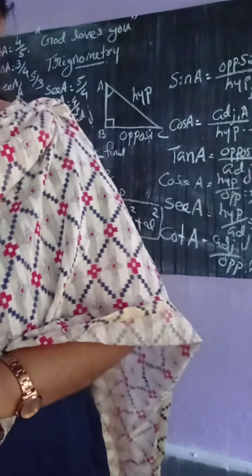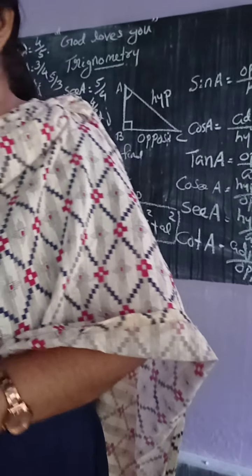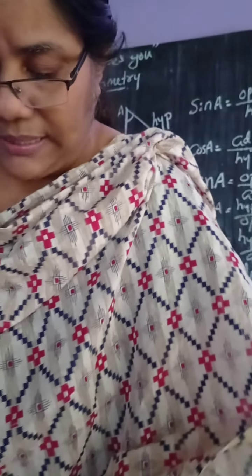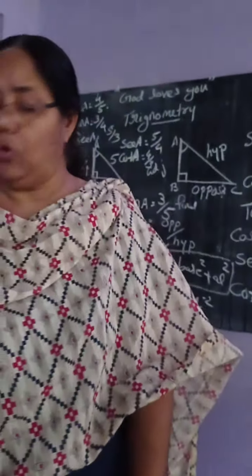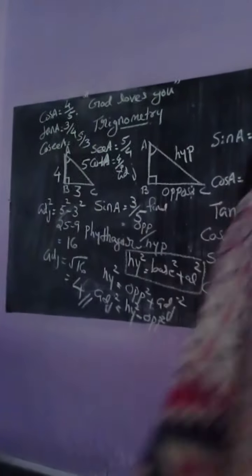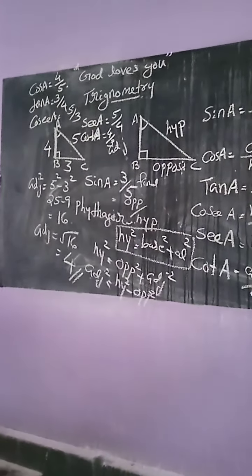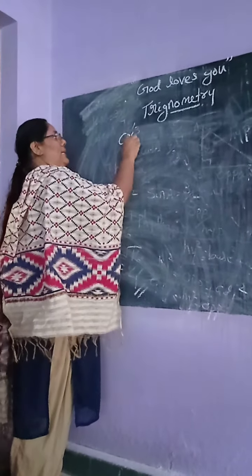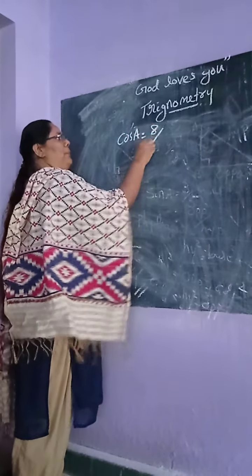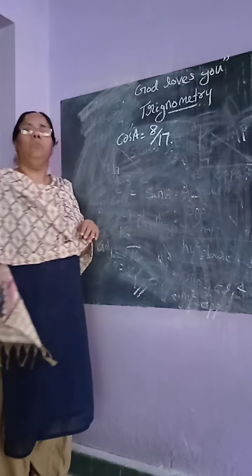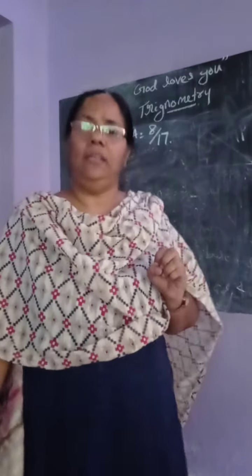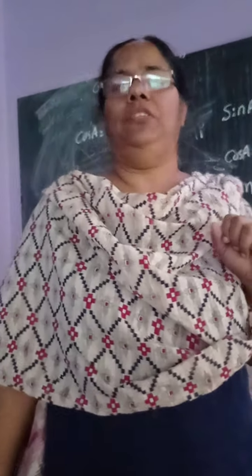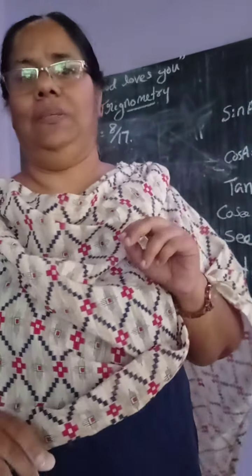One more question. You can do one more question. Write the question. Cos A is equal to 8 by 17. Find all the other trigonometrical ratios, or T ratios.